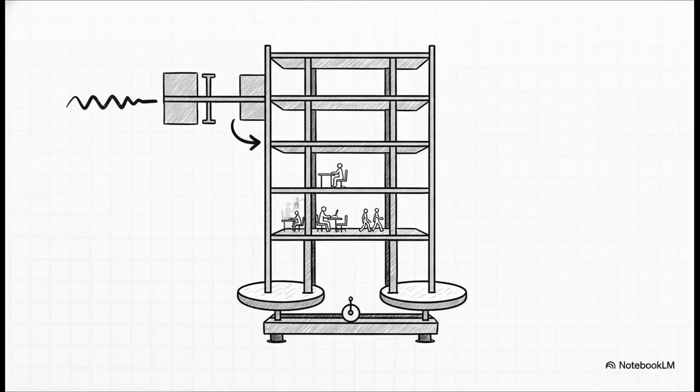First, the weight, W. This is pretty straightforward. It's the total weight of the structure itself, all the concrete, steel, and walls, plus a little extra for the stuff we expect to be inside, like furniture, equipment, and people. It makes sense, right? Heavier buildings have more inertia, so they're going to attract more force.